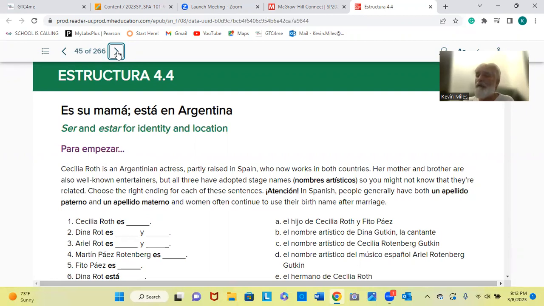Okay, we also use ser for identity. So I might ask you, ¿Cómo te llamas? And you could answer me back, Yo soy Greg, or Yo soy Mary. Okay, so for giving your name, for giving your identity. You might use it as well for profession. Yo soy profesor. Okay, ¿Quién es usted? Who are you? Again, I asked the question with ser, you answer back with ser.